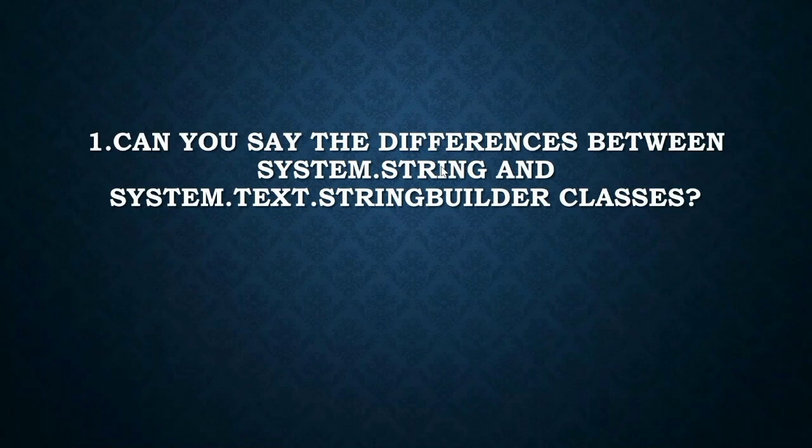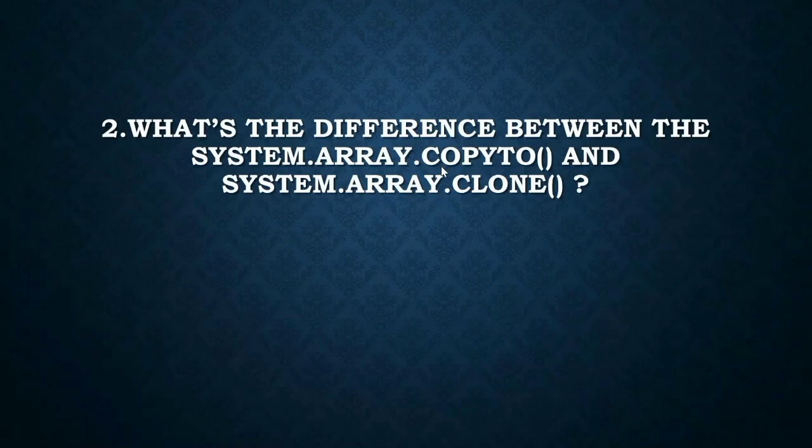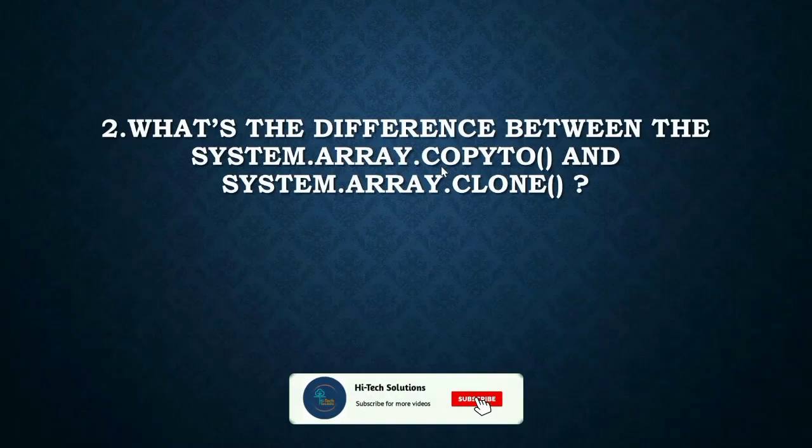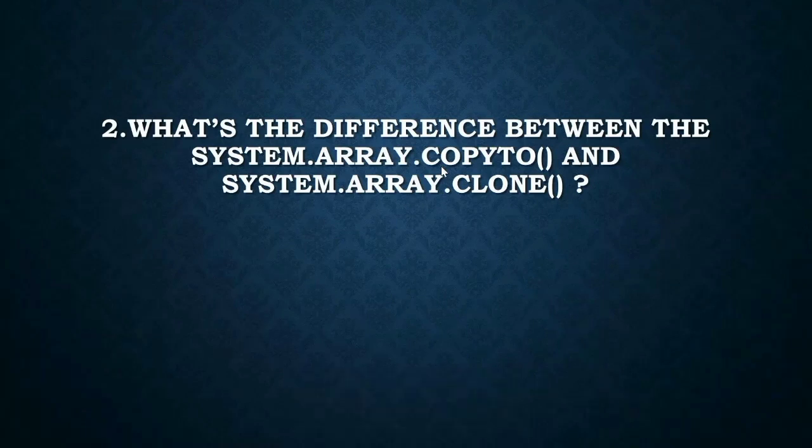My next question is, what is the difference between System.Array.CopyTo and System.Array.Clone? First, the Clone method: a new array object is created with all the original array elements. Using the CopyTo method, essentially all the elements present in the existing array get copied into another existing array. So this is the major difference between System.Array.CopyTo and System.Array.Clone.